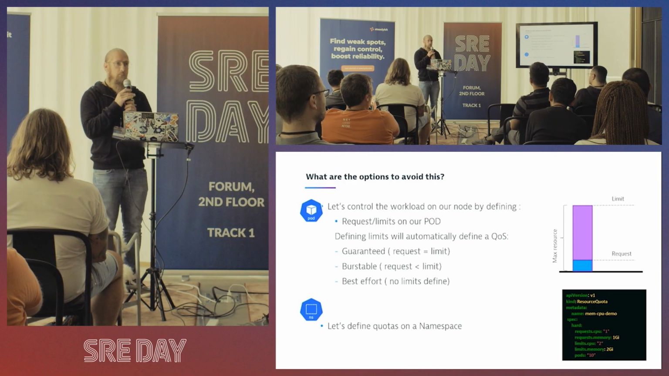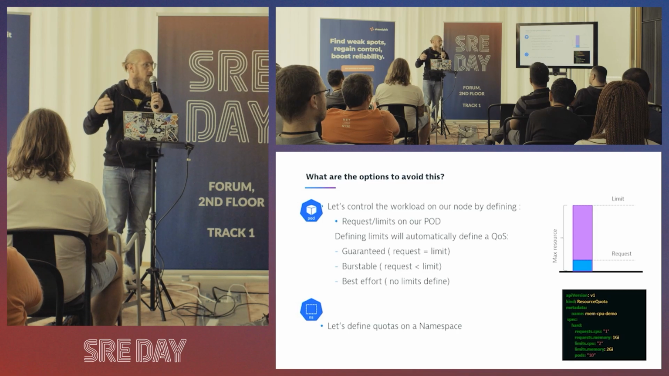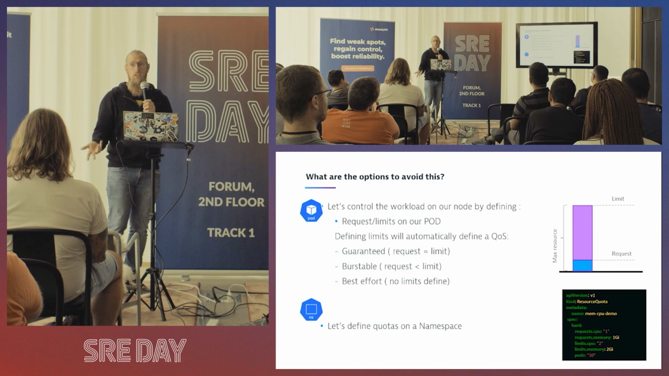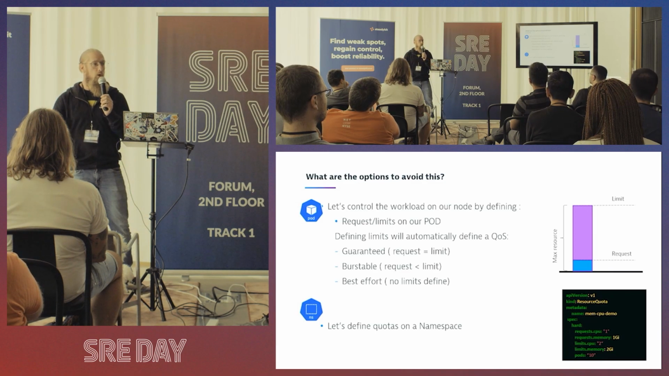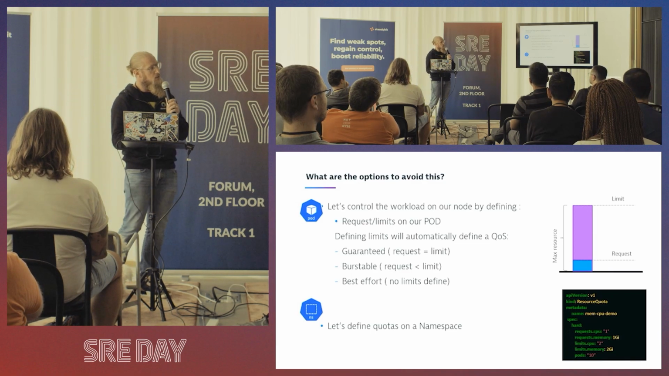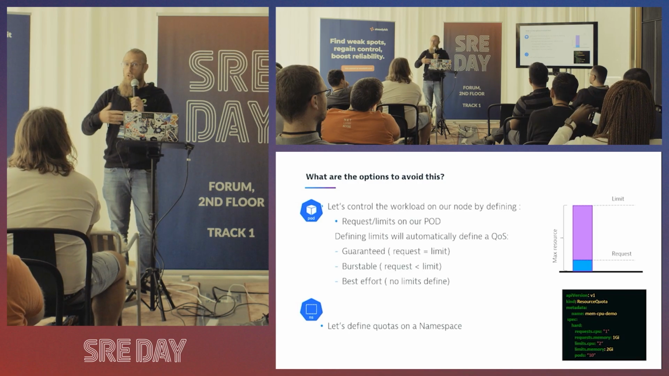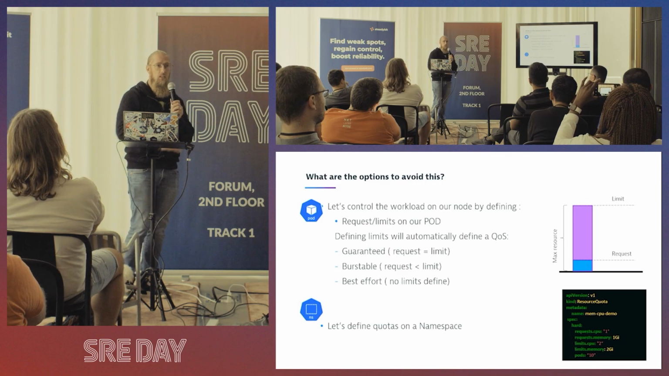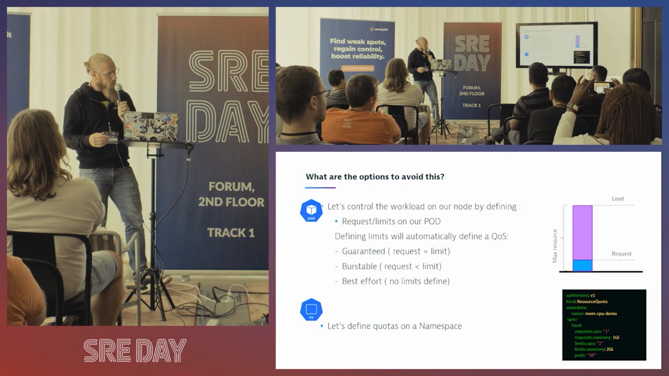When eviction happens, Kubernetes selects pods based on the quality of service. So what is the quality of service? It's based on requests and limits that are defined on your pods. So if you have no limits defined, it's going to be best effort. So that will be the first level, deleted as a priority.